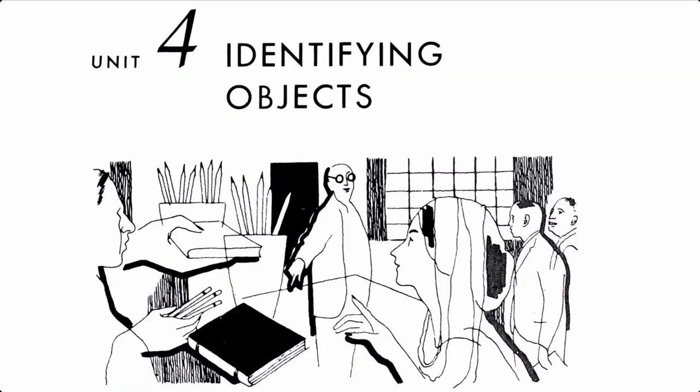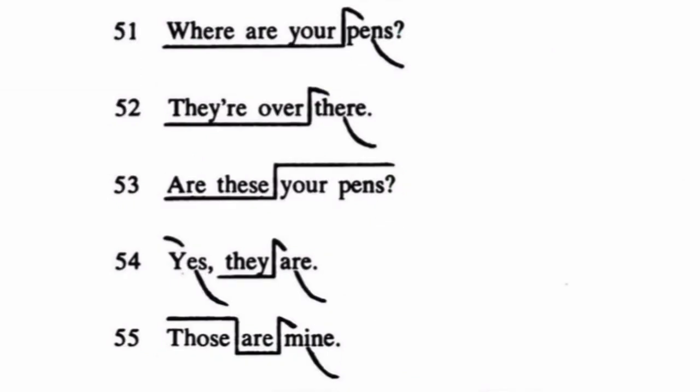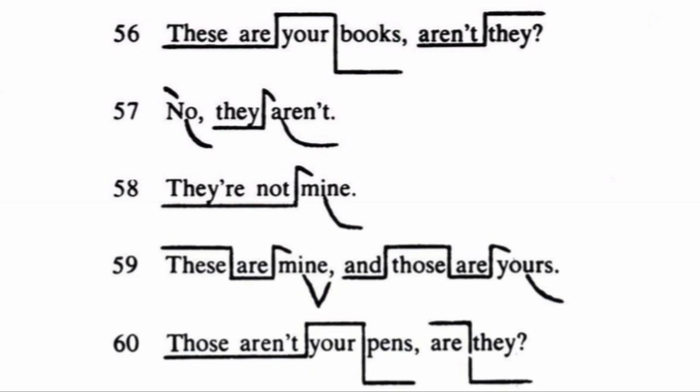Identifying objects. What are these? Those are books. Where are the books? There they are. These are my pencils. Where are your pens? They're over there. Are these your pens? Yes, they are. Those are mine. These are your books, aren't they? No, they aren't. They're not mine. These are mine, and those are yours. Those aren't your pens, are they?